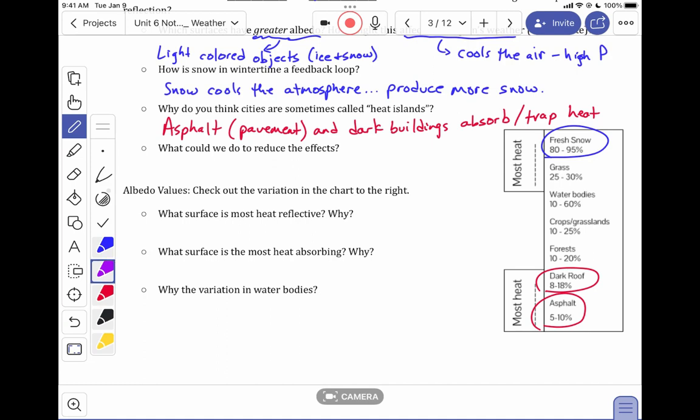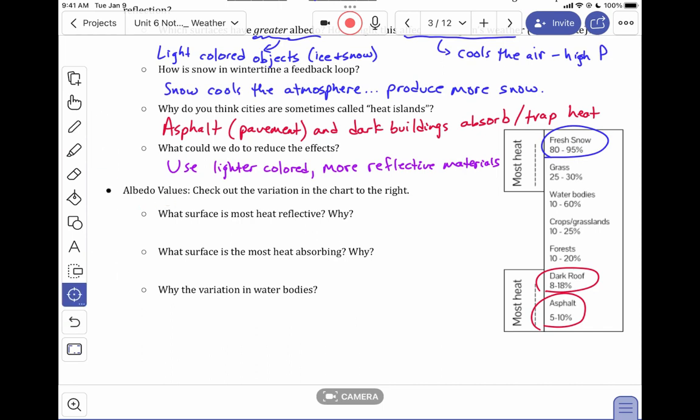So what could we do to avoid that? Well, we don't want the dark surfaces. So use lighter colored, or even reflective, so I'll do comma, more reflective materials. So lighter pavement, lighter shingles, maybe you can get something reflective, or put solar panels on your roof. Then at least the absorbed energy is changed into electricity, so we don't have to get it some other way.